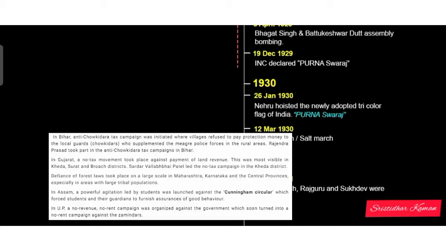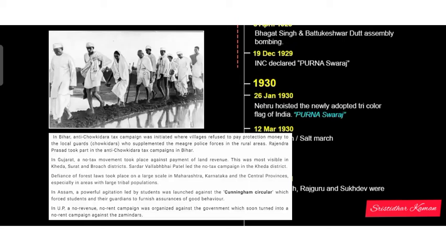In Assam, a powerful agitation led by students was launched against the Cunningham Circular. In United Province, a no revenue, no rent campaign was organized against the government, which soon turned into a no rent campaign against the Zamindars. So you see, Gandhi's civil disobedience movement gave a boost to many other movements across the country. And there were many Indians who hated Gandhi because their businesses were ruined due to these protests. I'm talking about the Indian zamindars, businesses and shop owners.